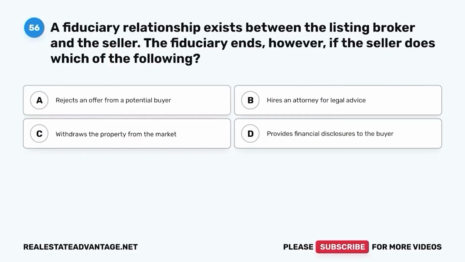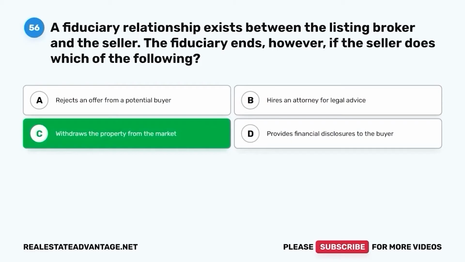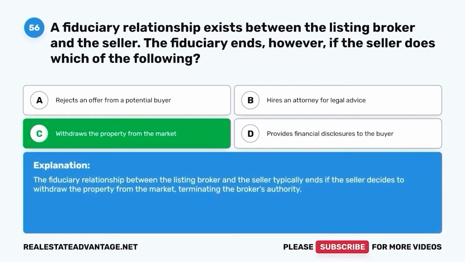Question 56. A fiduciary relationship exists between the listing broker and the seller. The fiduciary ends, however, if the seller does which of the following? A. Rejects an offer from a potential buyer. B. Hires an attorney for legal advice. C. Withdraws the property from the market. D. Provides financial disclosures to the buyer. The correct answer is C, withdraws the property from the market. The fiduciary relationship between the listing broker and the seller typically ends if the seller decides to withdraw the property from the market, terminating the broker's authority.